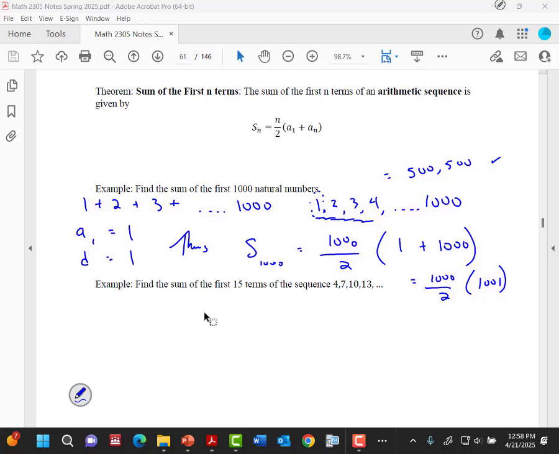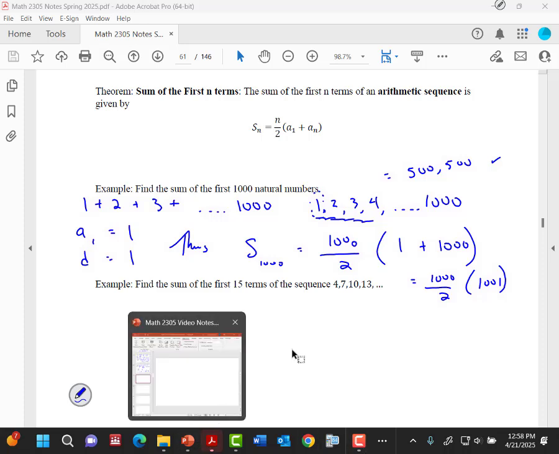Okay, let's move on to this next example. Find the sum of the first 15 terms of this sequence.